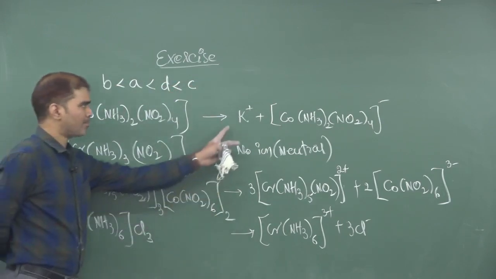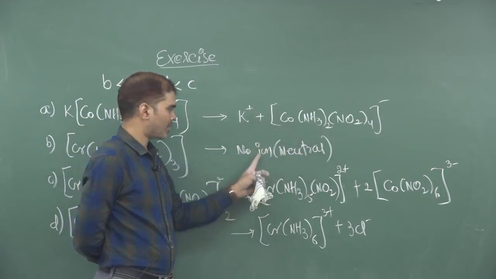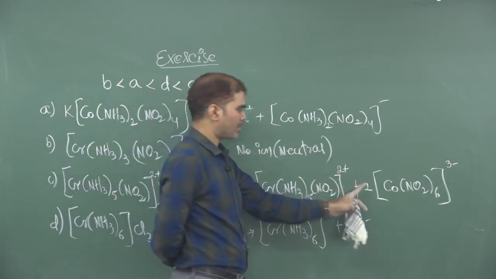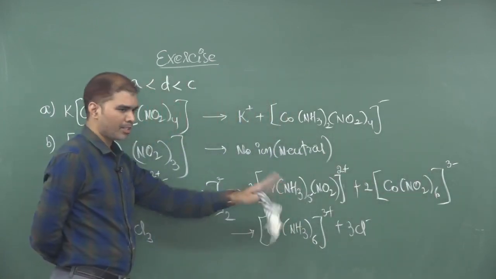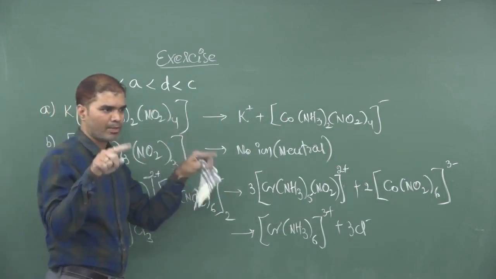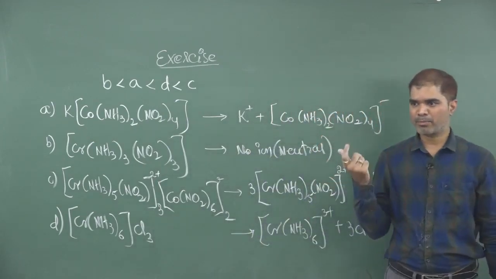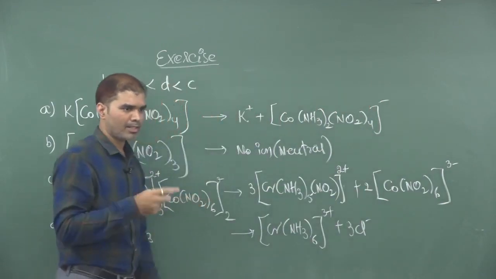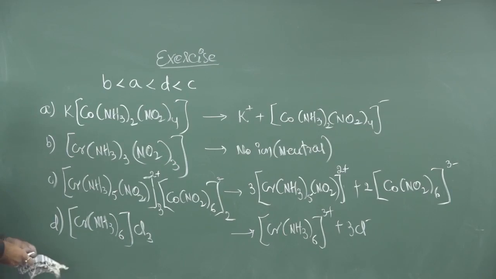How many charges are present for the first one? 2 charges. How many charges? 3 into 2 plus 2 into 3. 12 charges are present. In this, 6 charges are present. In coordination chemistry, Werner's theory, I have given you a chart. In that chart, we have discussed how many ions are forming or how many particles are forming, how many charges, primary valency, secondary valency, all those things I have given in a single chart. That will help you. If you can just go through, that will help you.